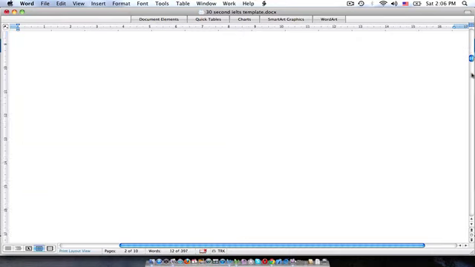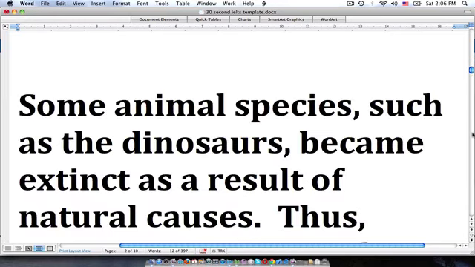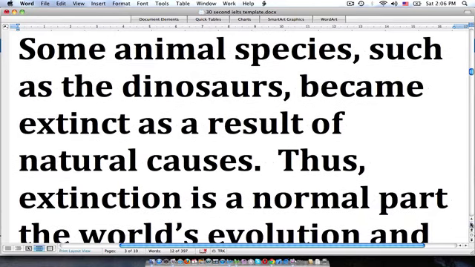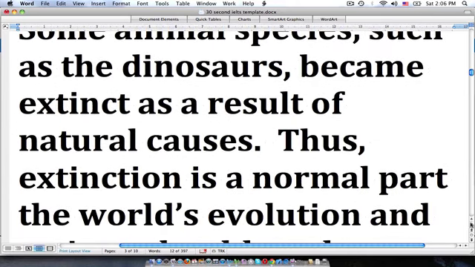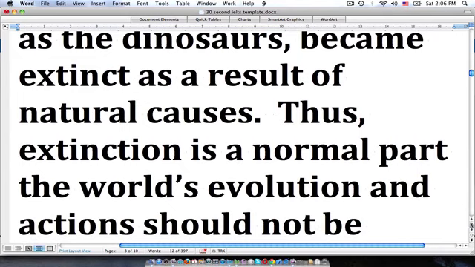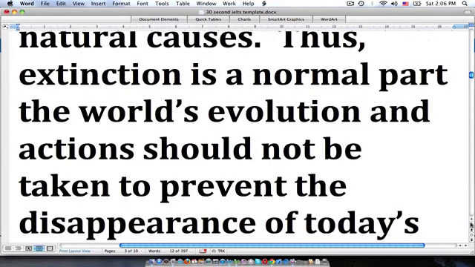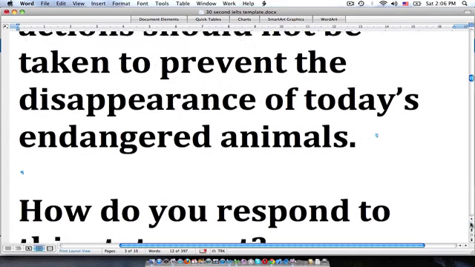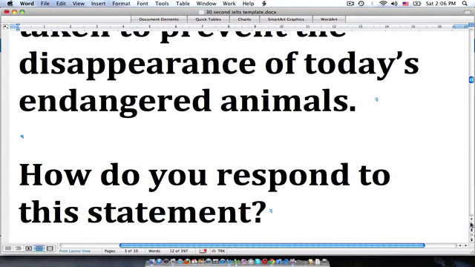Okay, let's take a look at the question that the essay responds to. The question reads, some animal species, such as the dinosaurs, became extinct as a result of natural causes. Thus, extinction is a normal part of the world's evolution, and actions should not be taken to prevent the disappearance of today's endangered animals. Now the question portion reads, how do you respond to this statement?